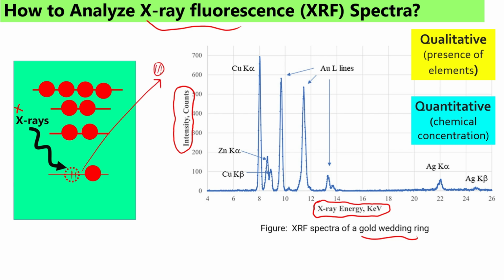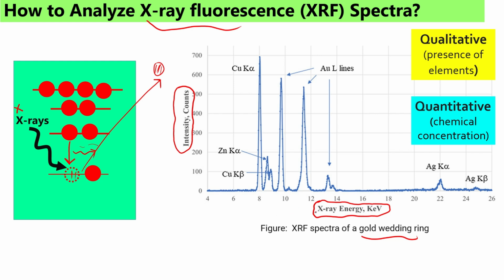When the core electron ejects from the atom, there is a probability that a higher shell electron will jump to this shell. And when the electron jumps from a higher shell to the lower shell, there is an emission of a photon. And that photon is exactly in the form of X-ray. And this we call XRF, X-ray fluorescence.